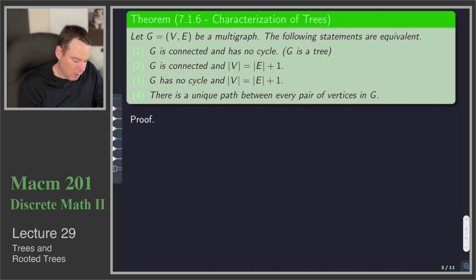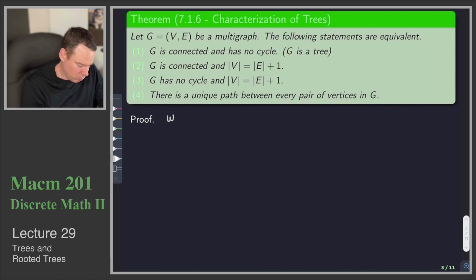So we already know that if 1 is true, then so is 2, so is 3, and so are 4. But what this theorem is saying is that if 2, 3, or 4 are true, then 1 must also be true. It must be a tree. So these are different ways of characterizing what a tree is. A tree is a connected graph that has no cycles. Or we could say a tree is a connected graph with this relationship on its vertices and edges. Or we can say a tree is a graph that contains no cycle with this relationship between its vertex set and its edge set. Or we can say that a graph is a tree if there is a unique path between every pair of vertices in G.